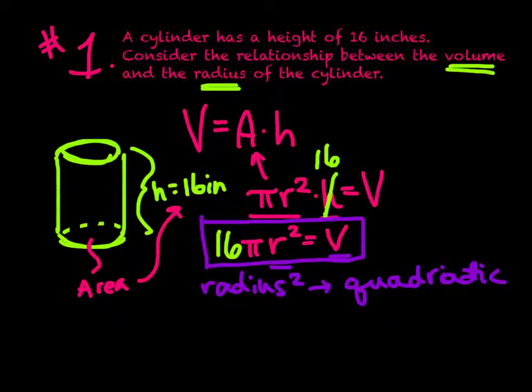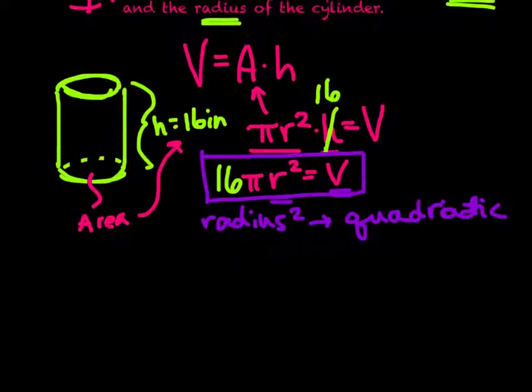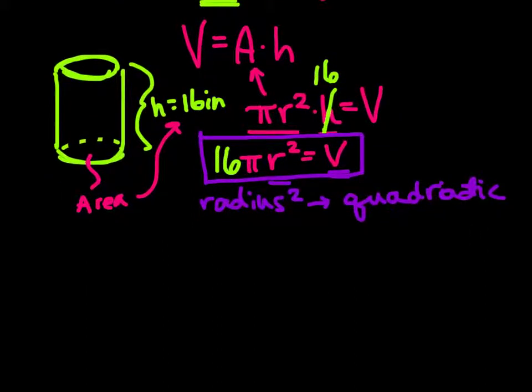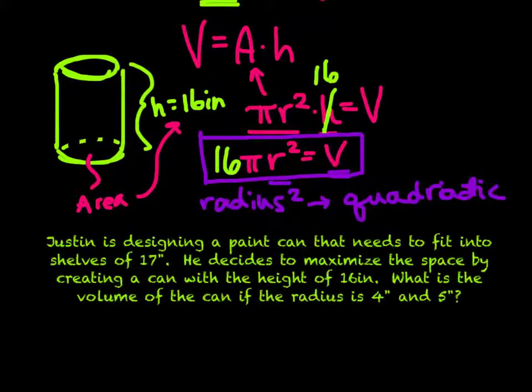As well, just by playing around with this and manipulating it, we created an equation. So the very last bit of this particular problem is we need to write a problem. So I'm going to write a problem. Just one moment, math magic. So my problem that I created is this. Justin is designing a paint can that needs to fit into the shelves of height 17 inches. He decides to maximize this space by creating a can with the height of 16 inches. What is the volume of the can if the radius is 4 inches, and what if it is 5 inches?